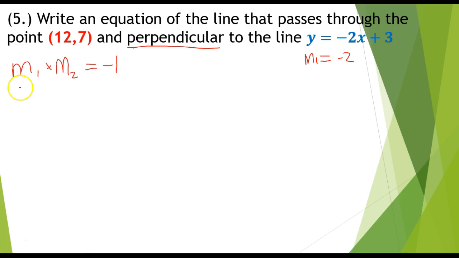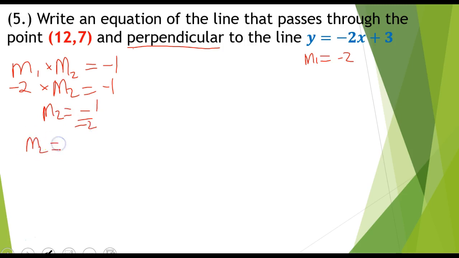So we can substitute it here and solve. So it's negative 2 for m1 times m2 is equal to negative 1. So if we solve for m2, it is negative 1 divided by negative 2, which is positive 1/2. So the slope of the second line is going to be 1/2. Now we are going to use it to write the equation because we know one point that passes through that line, and then we know the slope of that line.